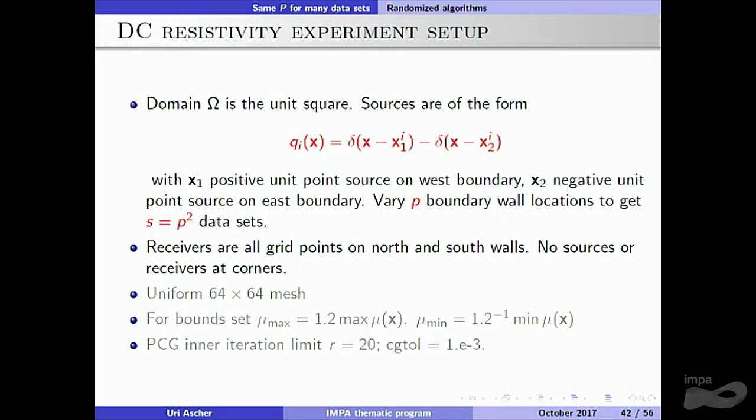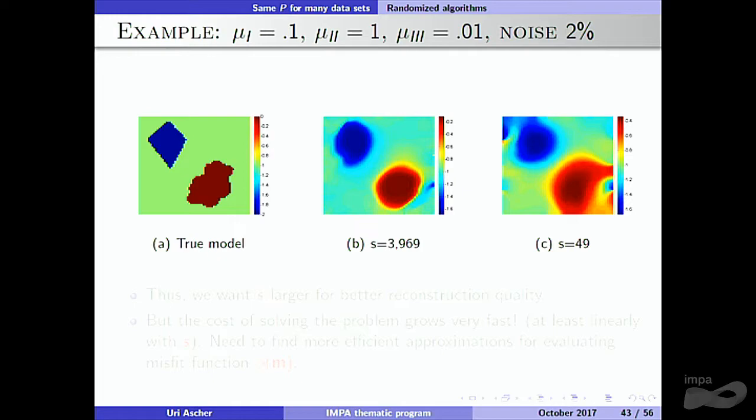And so there are some actual values here of the minimum and maximum of mu and so on. We did it on a 64 by 64 mesh, and there is additional data that is not important for us.